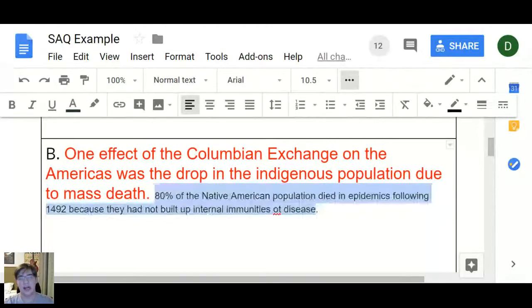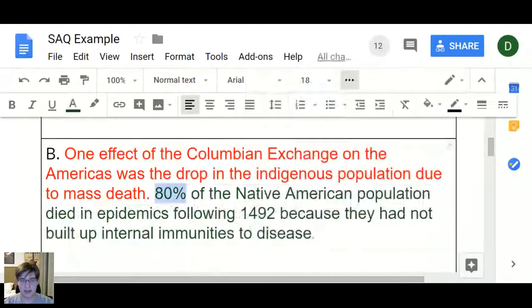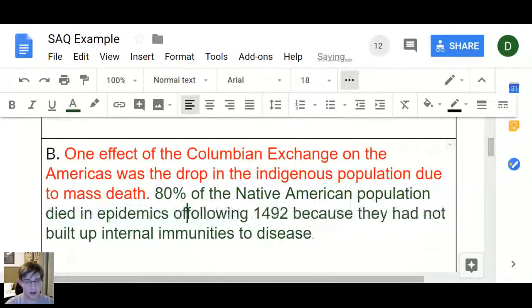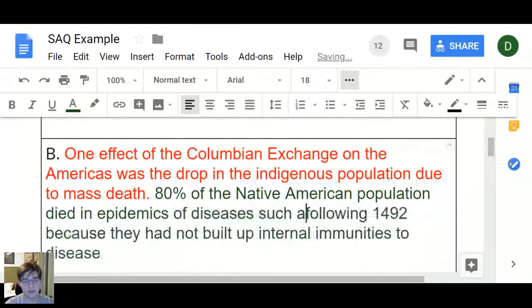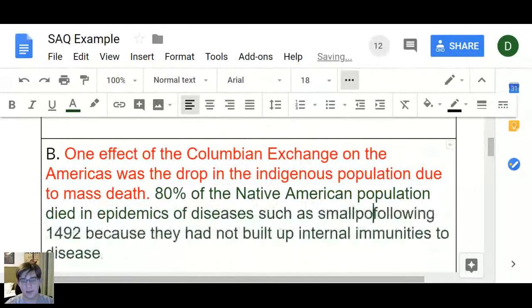So here we go. 80% of the Native American population died in epidemics following 1492. So I could say epidemics of diseases such as smallpox and measles following 1492. There we go.